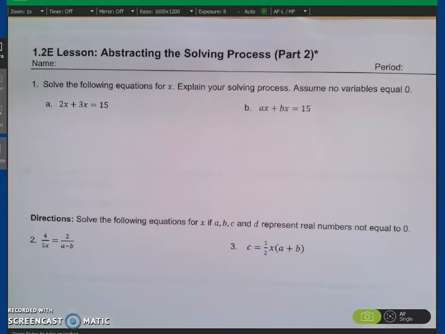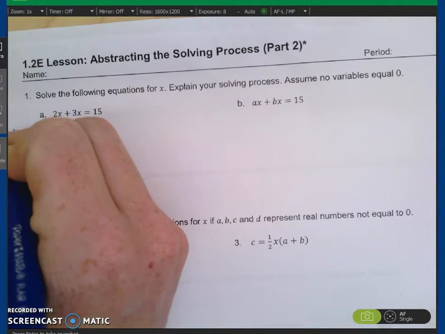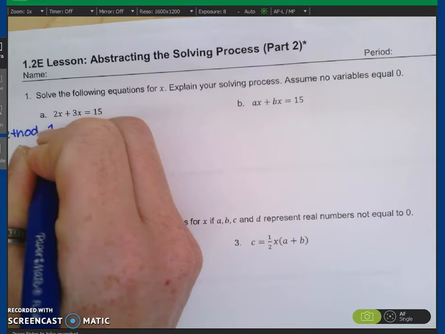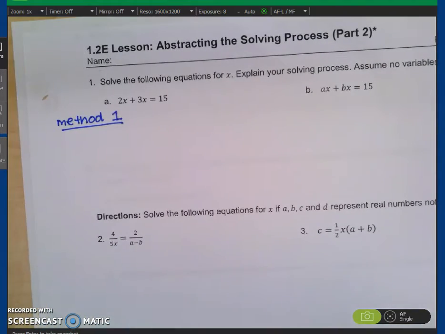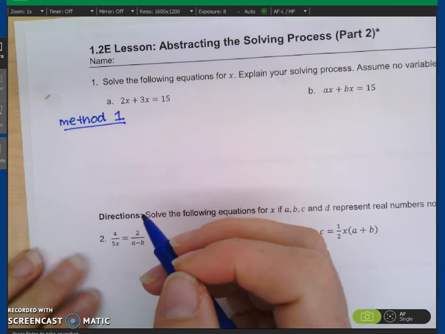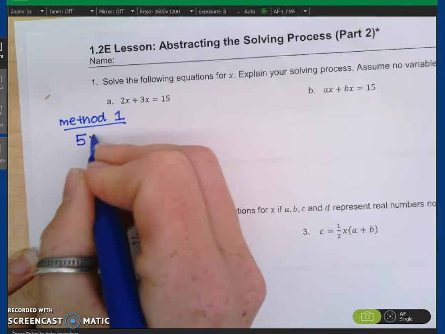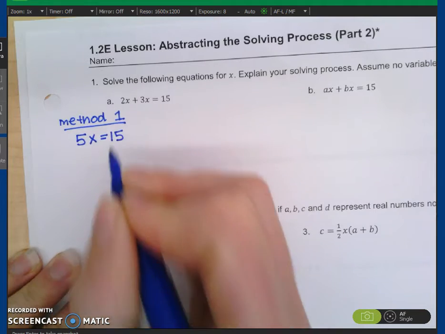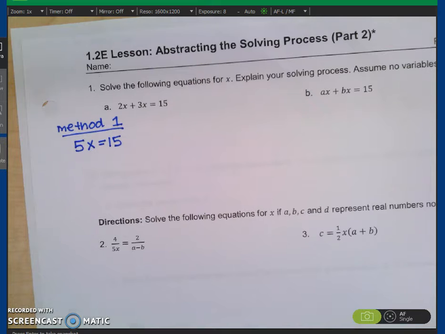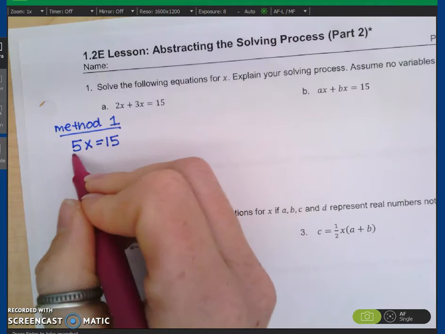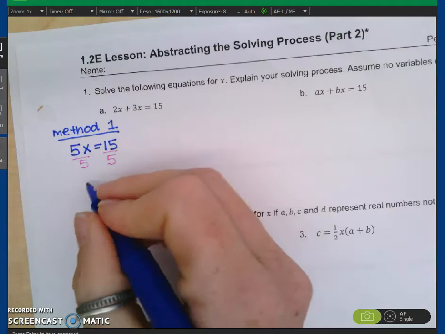So let's take a look at part A. I want to look at two methods. So let's look at method 1. The first method I want to look at is when we first combine like terms. So when you combine 2x and 3x, you get, that's right, 5x. 5x equals 15, and then to isolate the variable, I'd undo the multiplication by dividing by 5 on both sides to get my final answer of x equals 3.